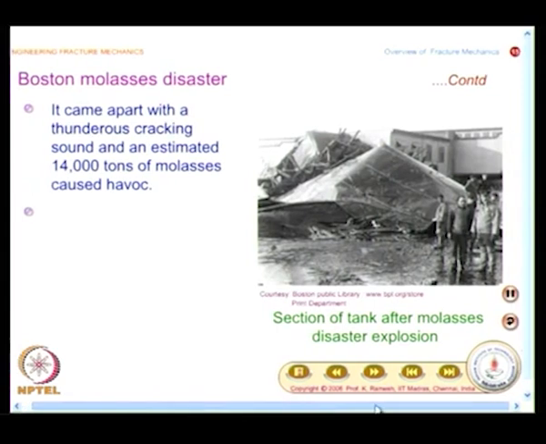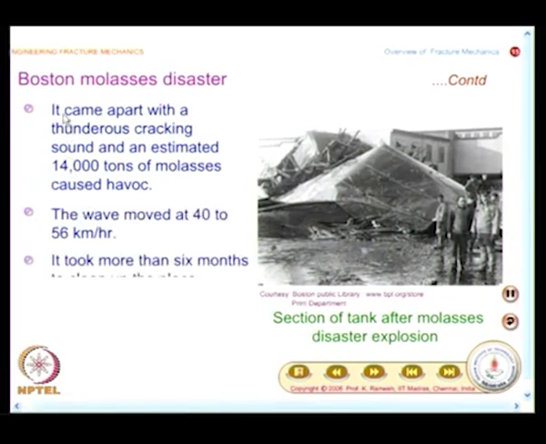And really look at how the failure happened. The tank came apart with a thunderous cracking, and an estimated 14,000 tons of molasses caused havoc, and the molasses traveled with a speed of 40 to 56 kilometers per hour, and it was not easy to clean. It took 6 months to clean up the place.